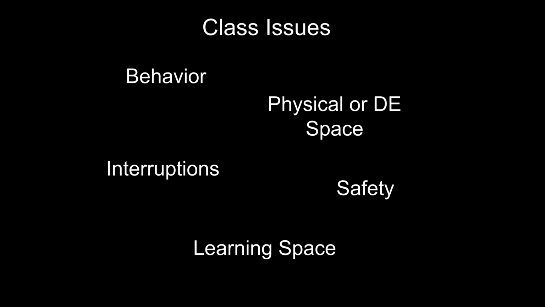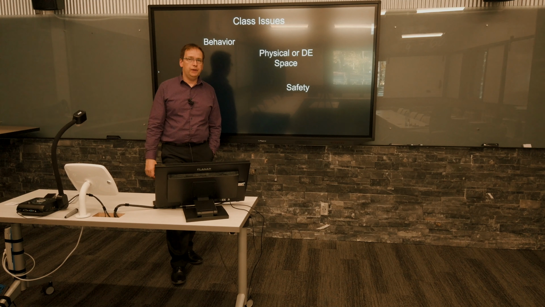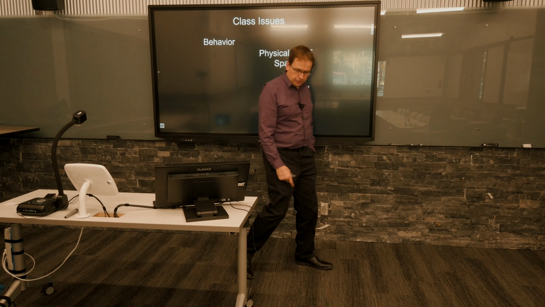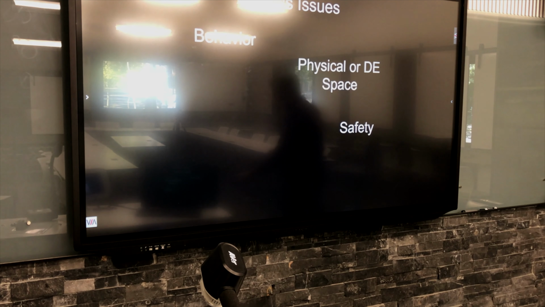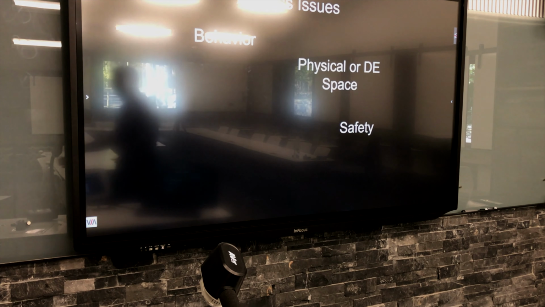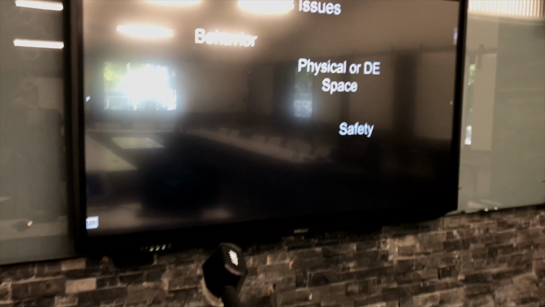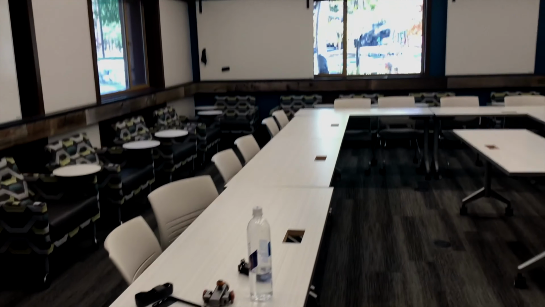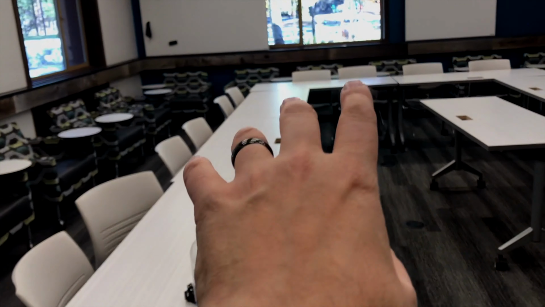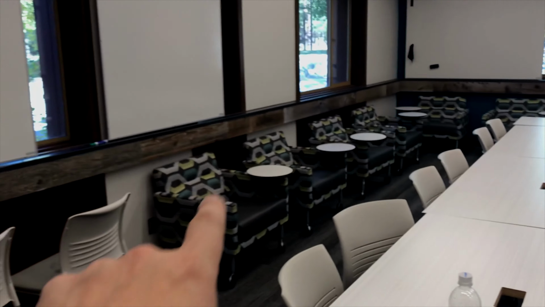Physical or DE space. If you're teaching in a physical classroom, and actually this one is a good example of that, I can move around a little bit. But in this particular classroom, I've discovered occasionally there are some behavior issues. As you can see, this is one of our new classrooms, and it's laid out in such a way that you have desks that are mobile, and chairs. This part of it I really love.